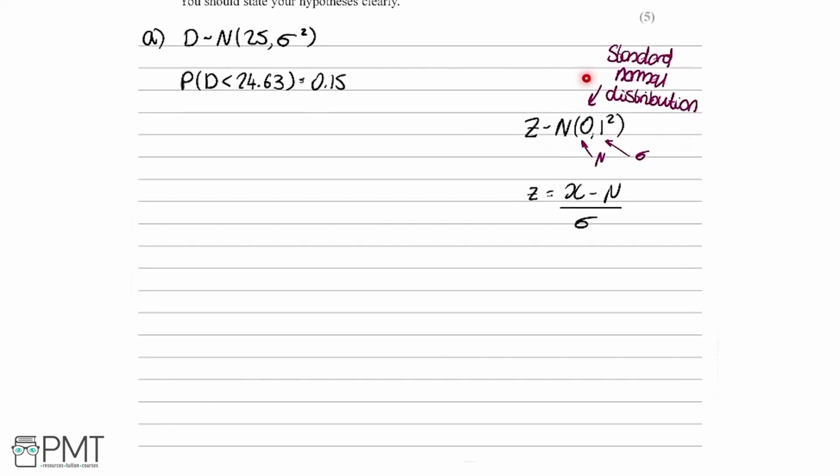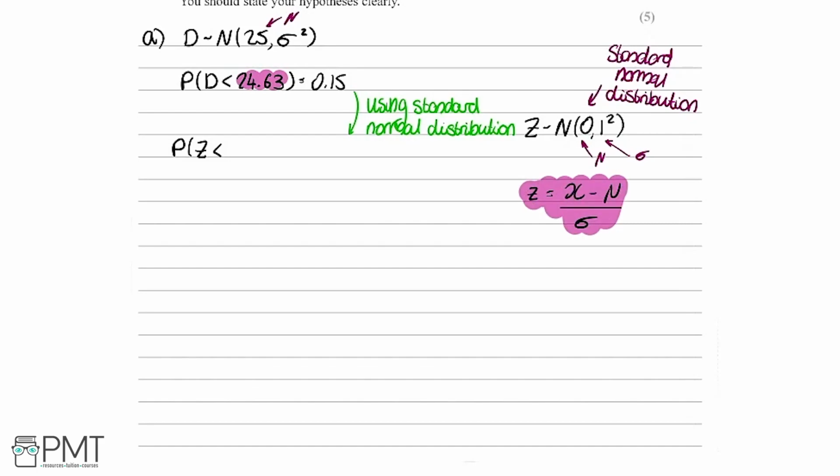The way we can do that is by using the standard normal distribution, which we normally represent with the letter z. Z is normally distributed with mean 0 and standard deviation 1. We use this in conjunction with d to work out sigma. So we write the probability of z being less than, and we match this up with d: we use 24.63 as our x, we know mu is 25, and we don't know sigma, so we leave that as sigma. So we get 24.63 minus 25, all over sigma, which equals 0.15.